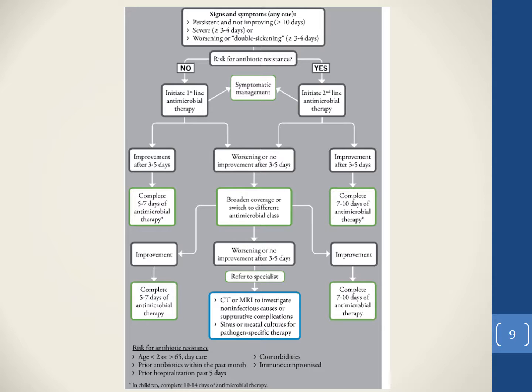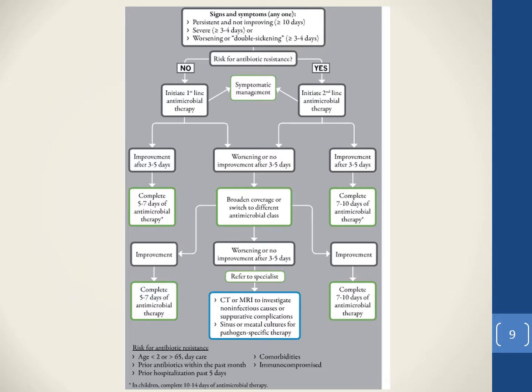So if someone comes in and it's day 2 or 3 of their infection and they're just starting to feel a little crummy, really coaching them through and not providing an antimicrobial is the right thing to do. Or if they have greater than or equal to 3 to 4 days of really severe symptoms or worsening or double sickening. So, today you feel twice as bad as yesterday, and yesterday you felt twice as bad as the day before, etc. So you really are on a steady decline for greater than 3 to 4 days.